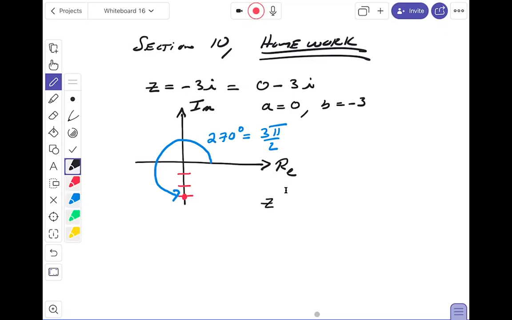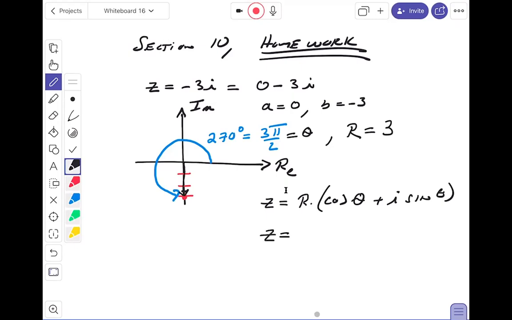It's going to be z equals r cosine theta plus i sine theta. Well, I know what the theta is, but the question is, what's the r? Well, the r in this case is 3, right? How do I look at that? 3 units down, all right? All right, let's write this down now.